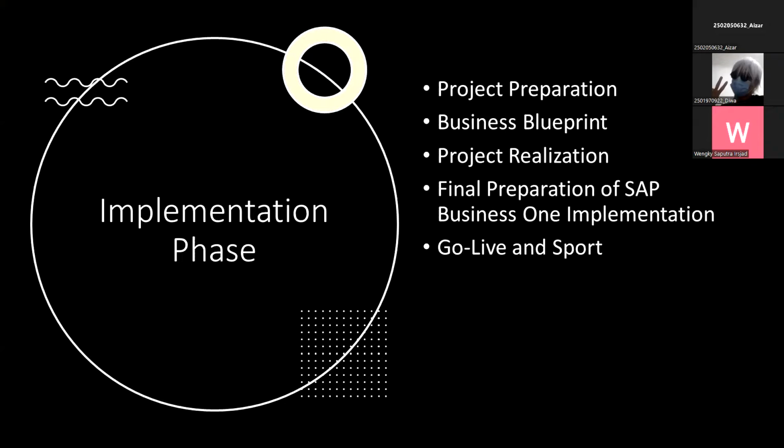And the last part is go live and support. The purpose of this phase is to move from a project-oriented pre-production environment to live production operation. The development SAP Business One system is fully implemented in production, and continuous support is provided for live operation.